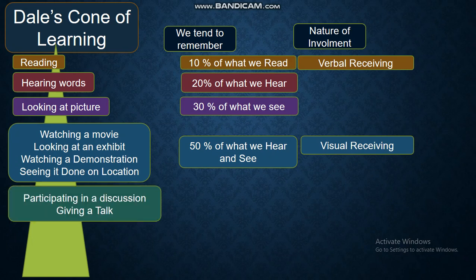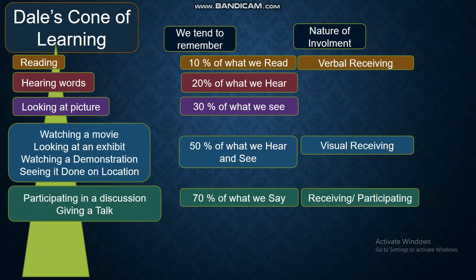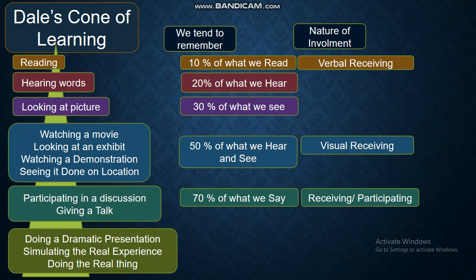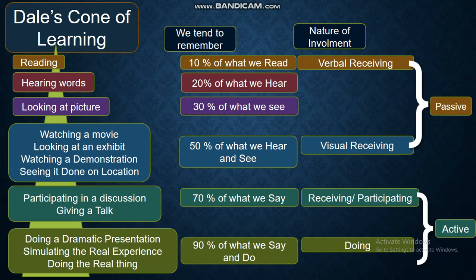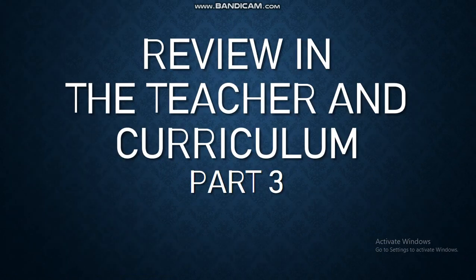Participating in a discussion, giving a talk, 70% of what we say. Receiving or participating. Doing a dramatic presentation, simulating the real experience, doing the real thing, 90% of what we say and do. Doing. This is passive and this is active. That's the end of our review in the teacher and curriculum part 3.